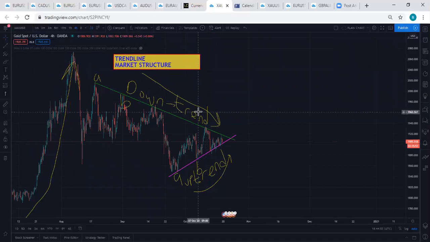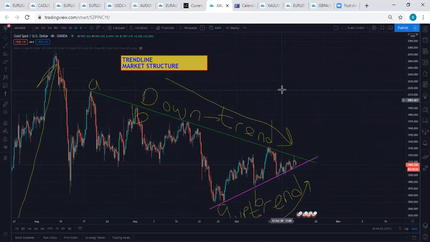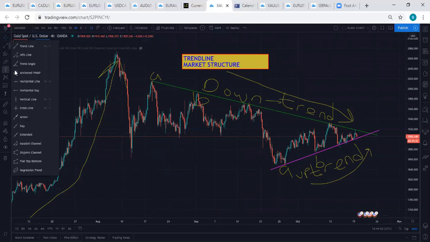My style of teaching is taking things gradually, poco a poco. I thought I could introduce market structure to you guys, but with what I'm seeing, I can't. So let me do a little more. When you draw your trend line, you also want to draw your support and resistance.